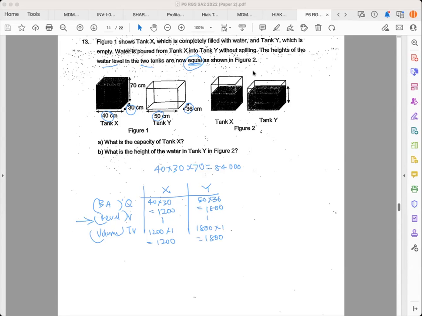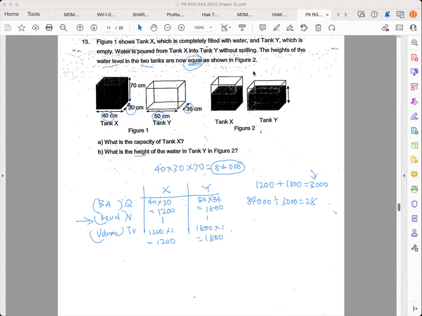This table represents one group. So the volume in one group will be 1,200 plus 1,800. That gives you 3,000. The total volume of water is divided into groups like this. The next question we ask ourselves is how many groups 84,000 is divided into. So 84,000 divided by 3,000, we get 28 groups. So there are 28 groups.